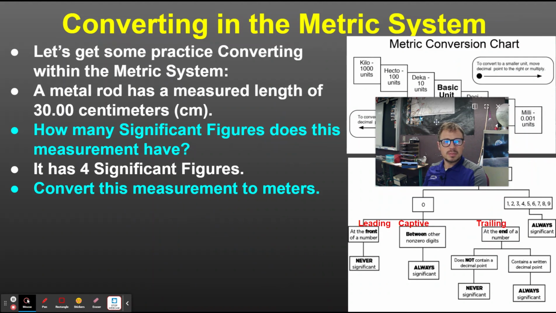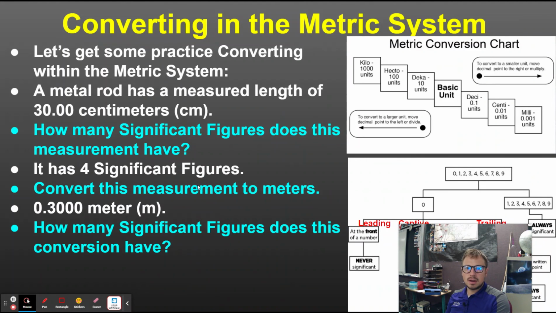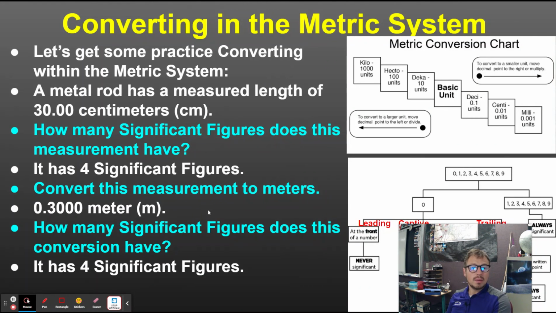Now, convert this measurement to meters. So I have centimeters right here, and I move it to the left, 1, 2, to the basic unit, and I'm going to get 0.3000 meters. Now, notice this has 4 significant figures. I did not drop those zeros.